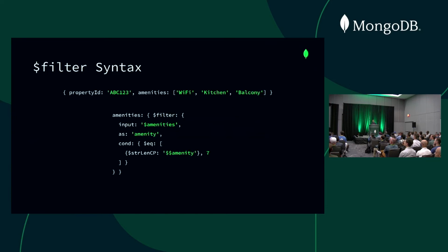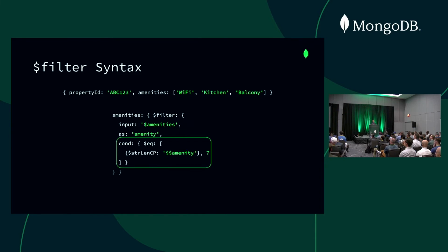Moving on, $filter, very similar to the syntax of $map. And this time, instead of an in, we've got the same input and as fields there. But instead of the in, we've got cond, short for condition. And this will just simply take a Boolean expression. And the idea of filter is we're going to take an array, and we're going to cut down the values of that array. So find only things that are relevant.